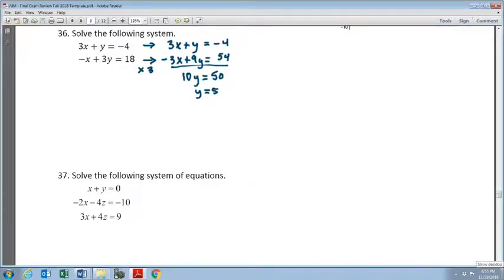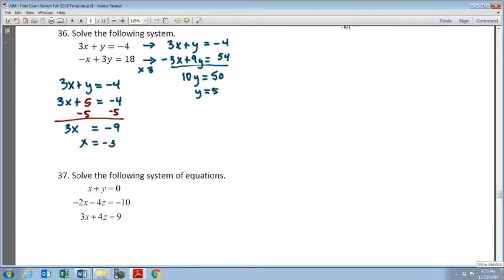All right, so next we can use either equation to find x. Let's use the first one here. Let's plug in 5 for y. So we need to solve for x here. We'll subtract 5 on both sides. We're going to get 3x is equal to -9. And divide by 3, and you get -3. So our final solution here is the point (-3, 5).